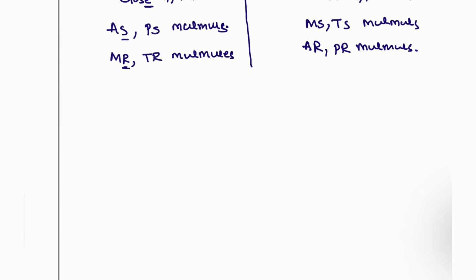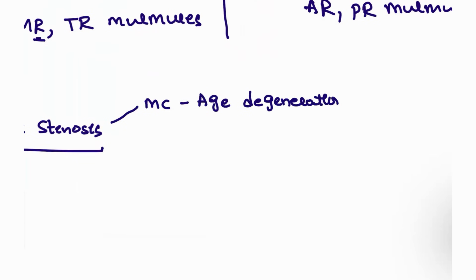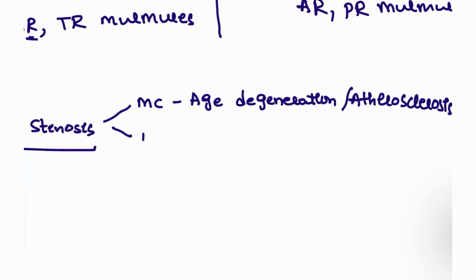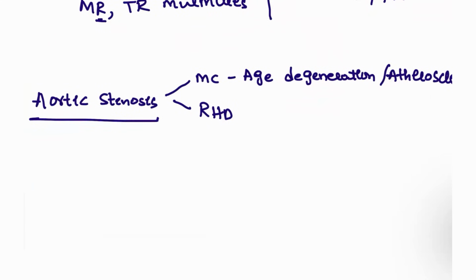So the first one will be aortic stenosis. Let's see aortic stenosis. The most common cause will be age, age degeneration, or associated with atherosclerosis. And another cause will be rheumatic heart disease. Most commonly, the causes will be rheumatic heart disease or age only.